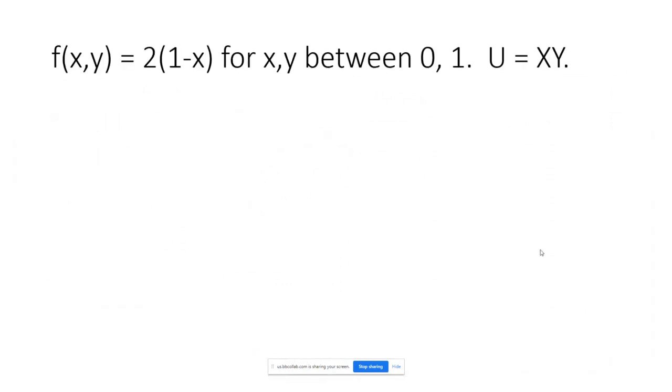So let's try this for this problem. The joint density of x and y equals 2 times the quantity 1 minus x for x and y between 0 and 1. And this time we'll let u equal x times y. So go ahead and start by replacing x with a constant and then finding h inverse of u.